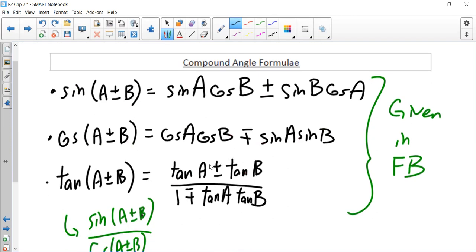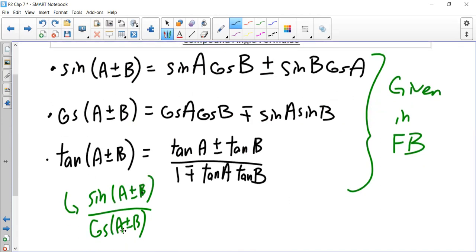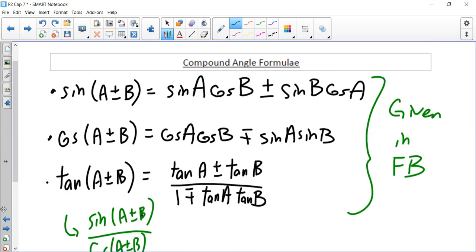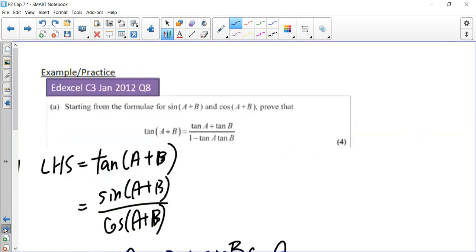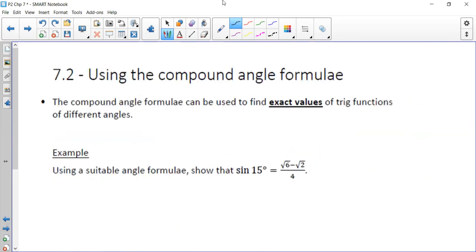And tan A plus and minus B, that's the least one that we use: tan A plus minus tan B over 1 minus plus tan A tan B, or sine over cos, right? So you've learned 6 formulae. Right, so today's lesson is about using them in different ways. There are many ways we can use a formula, right?